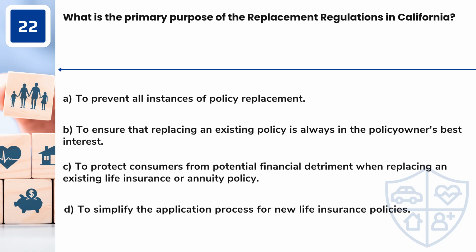Question 22. What is the primary purpose of the replacement regulations in California? A. To prevent all instances of policy replacement. B. To ensure that replacing an existing policy is always in the policy owner's best interest. C. To protect consumers from potential financial detriment when replacing an existing life insurance or annuity policy. D. To simplify the application process for new life insurance policies.